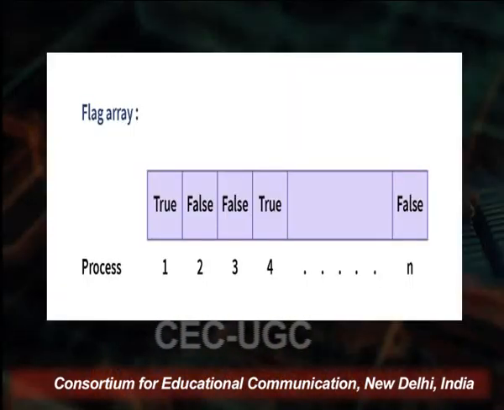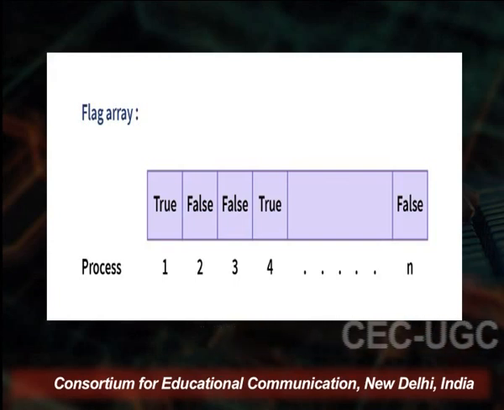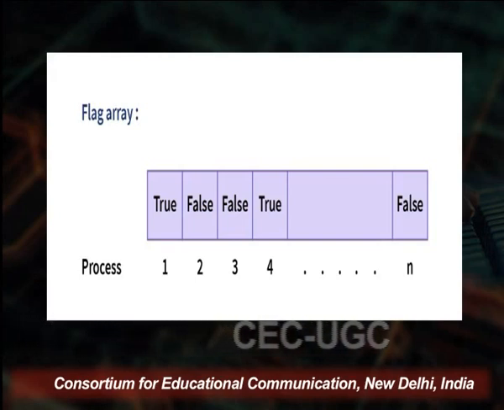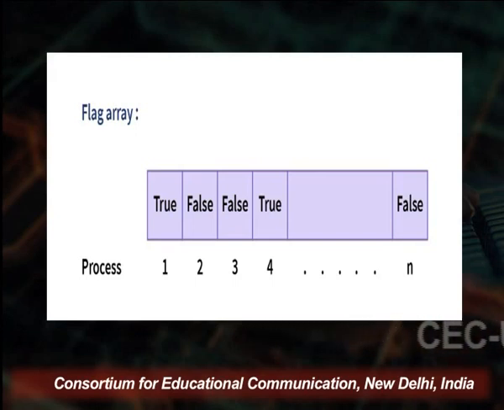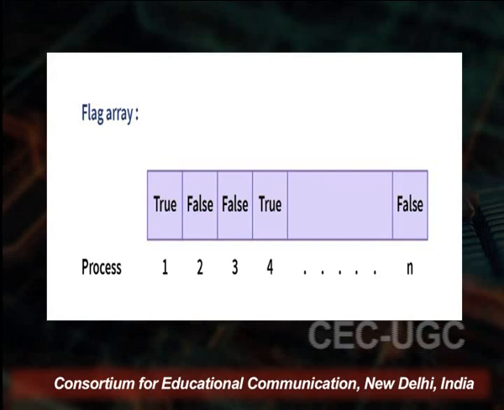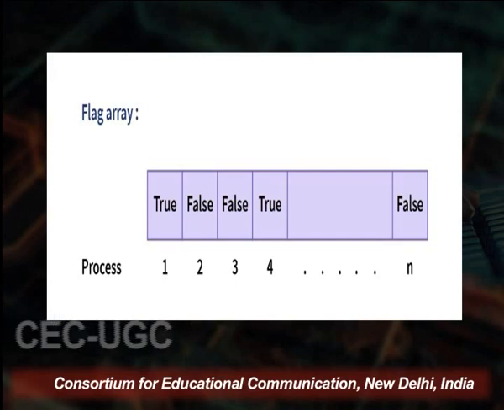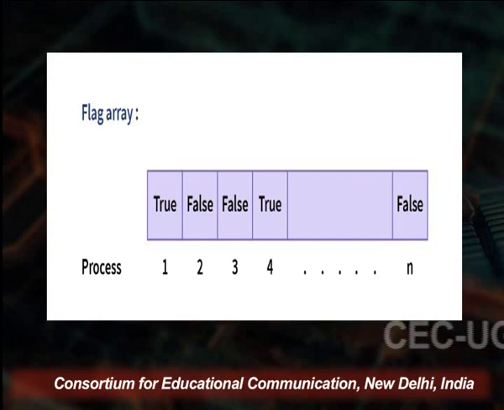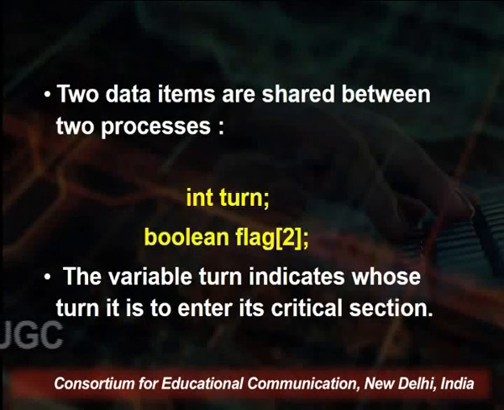So here you can see we have a flag array with n processes, and I have told you that this is a Boolean array, so for n processes the size of the array will be n. Here you can see that there are two elements of the array whose value is true, and these are 1 and 4. So basically process number 1 and process number 4 are ready to enter into the critical section.